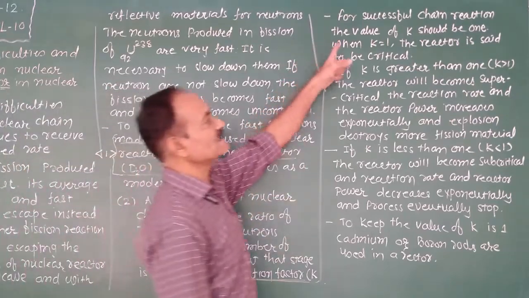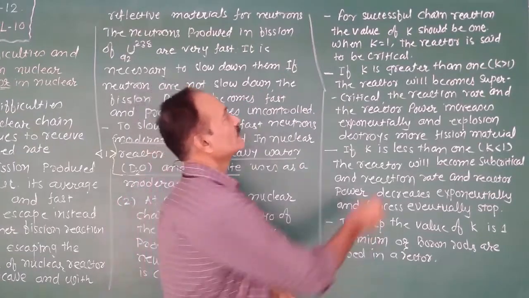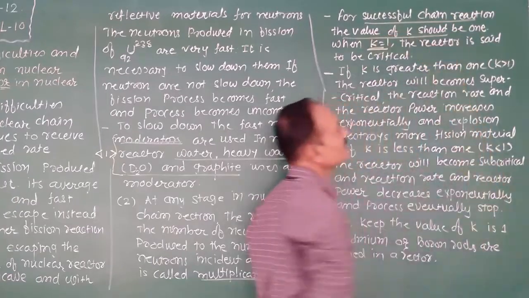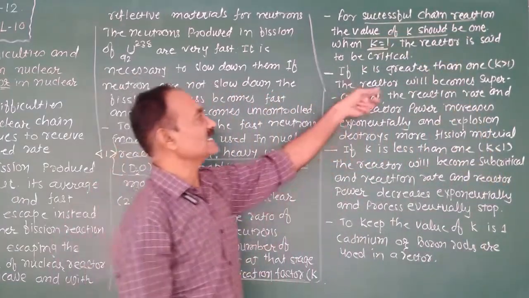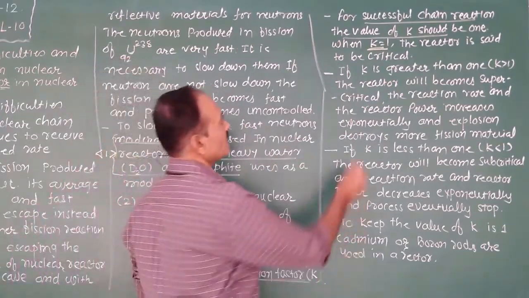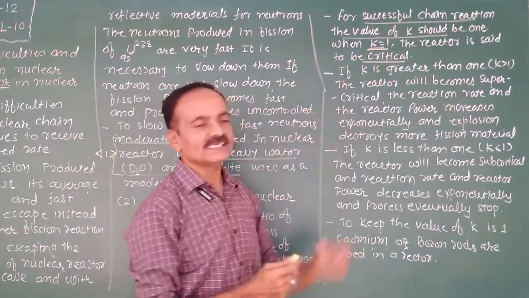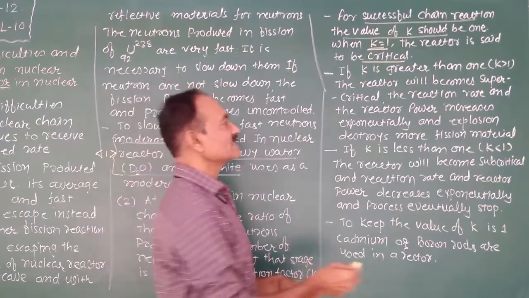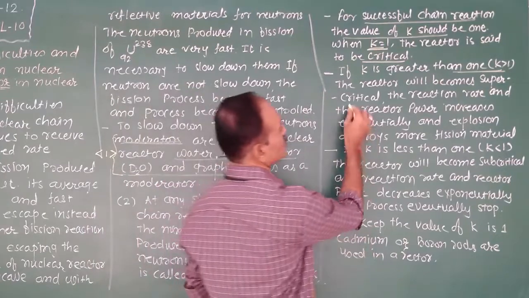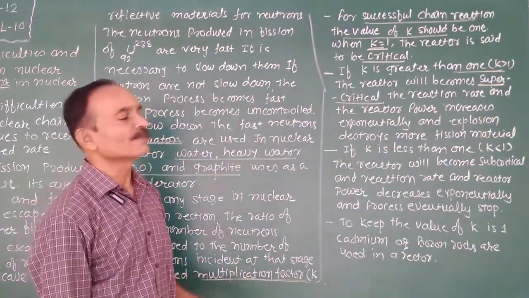Okay. For a successful chain reaction, the value of K should be 1. If K is 1, the reactor is said to be critical. And if the value of K is greater than 1, the reactor will become supercritical. The nuclear reactor becomes supercritical.